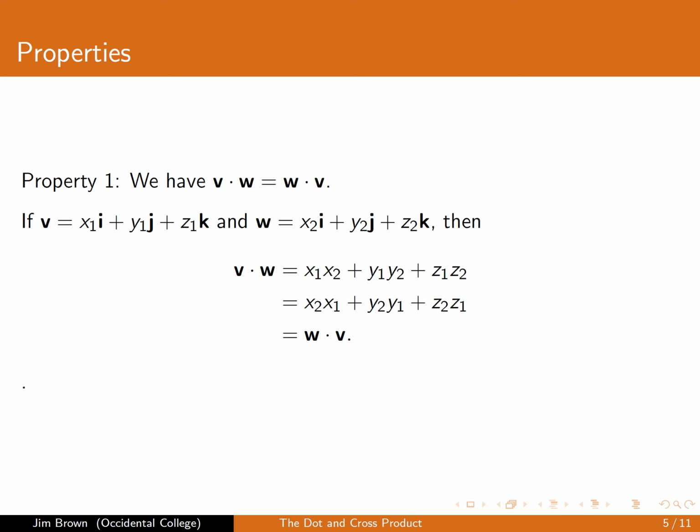And now each of these things are just numbers being multiplied. So if I multiply the number x1 times the number x2, that's the exact same thing as the number x2 times the number x1. So we just switch the order of each of these. And then just notice that this second number here is exactly v dot w. So that's why this property is true. So you can see nothing complicated here. It's just going ahead and computing each side and seeing that we get the same thing.